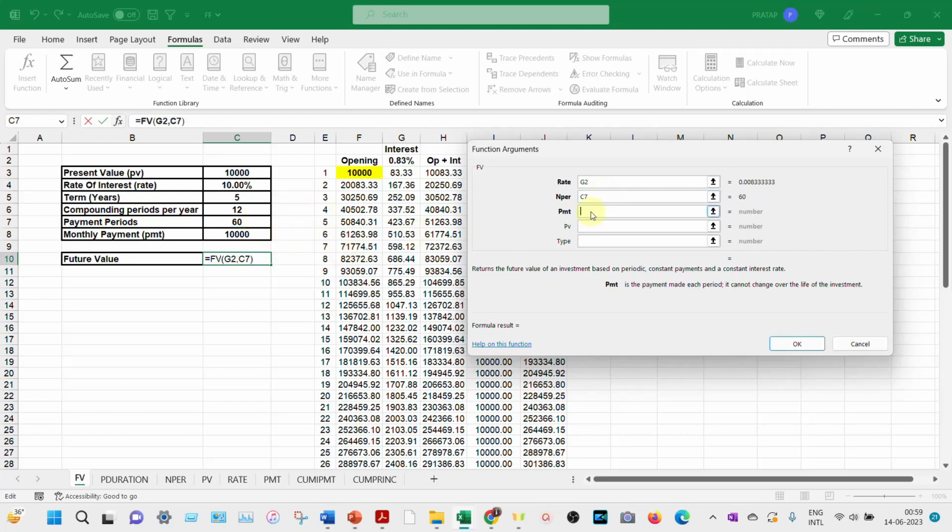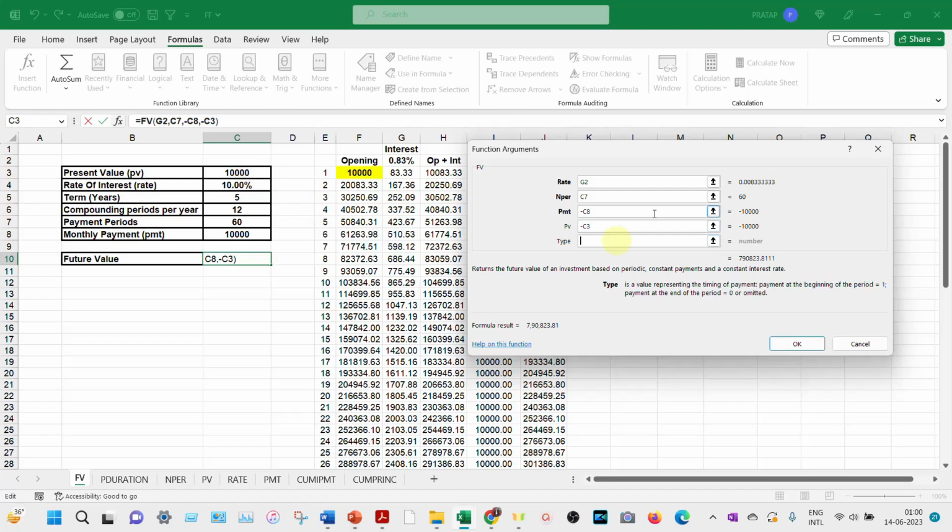The monthly payment, PMT, is 10,000 rupees, but since it is a payment, we need to put in the minus sign first. Whenever you are making any payment, you need to put in a minus sign. In case you are receiving any amount, you don't need to put in the negative sign. So we click on the monthly payment cell, which is 10,000 rupees. Again, the present value or the starting value is also 10,000, which has been paid. So again, first the negative sign and then the present value cell.